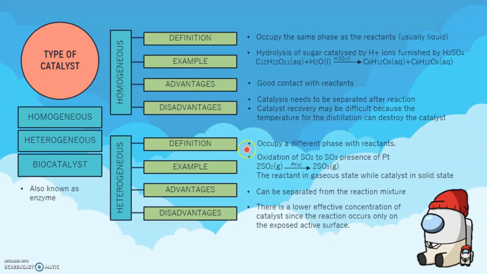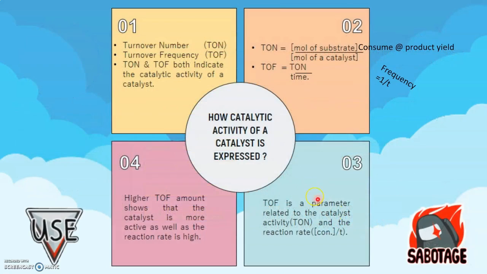For the heterogeneous catalyst, by definition, it occupies a different phase from the reactants. For instance, oxidation of sulfur dioxide to sulfur trioxide in the presence of platinum. The advantage of it is that it can be separated from the reaction mixture, while the disadvantage of the catalyst is that there is a low effective concentration of catalyst since the reaction occurs only on the exposed active surface.